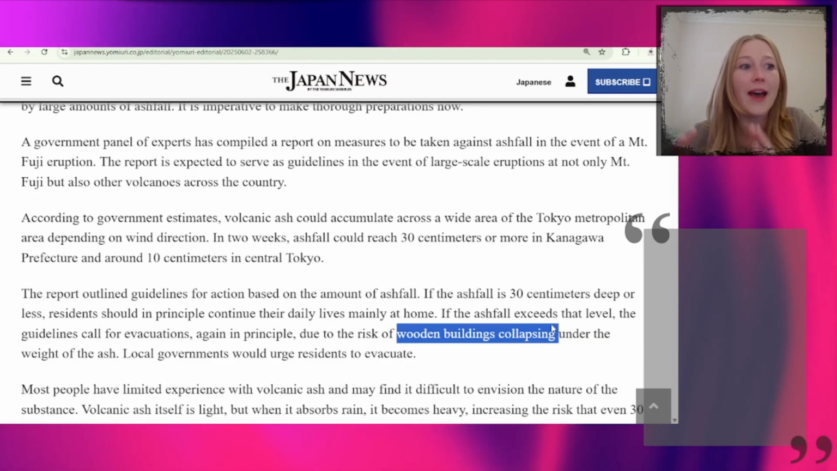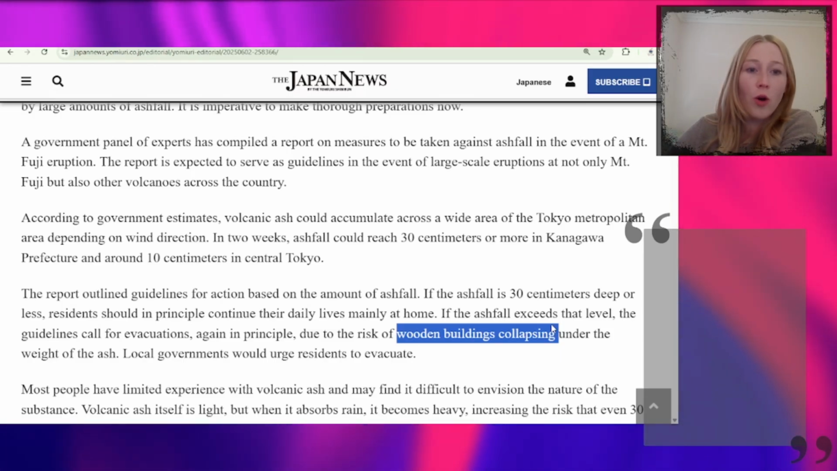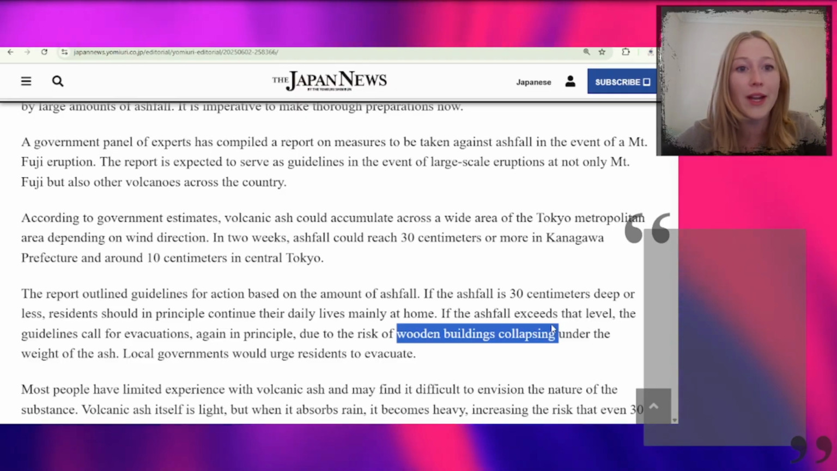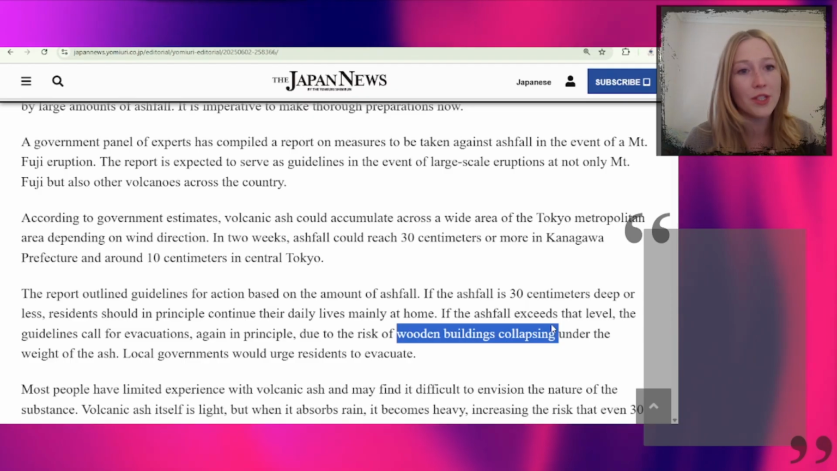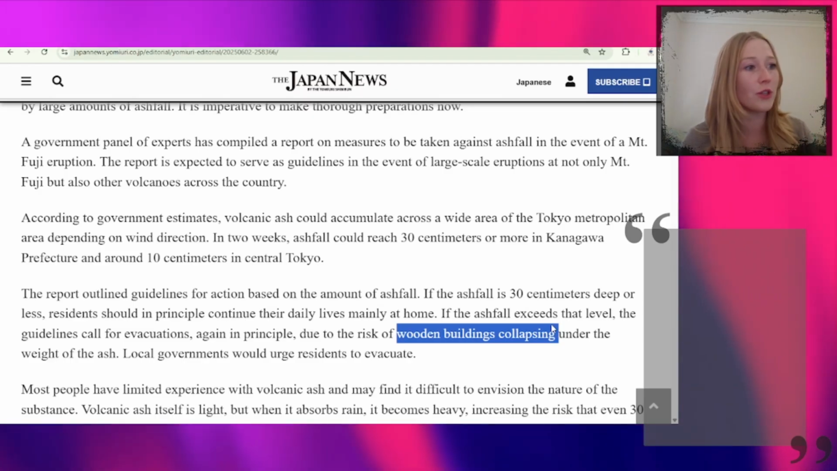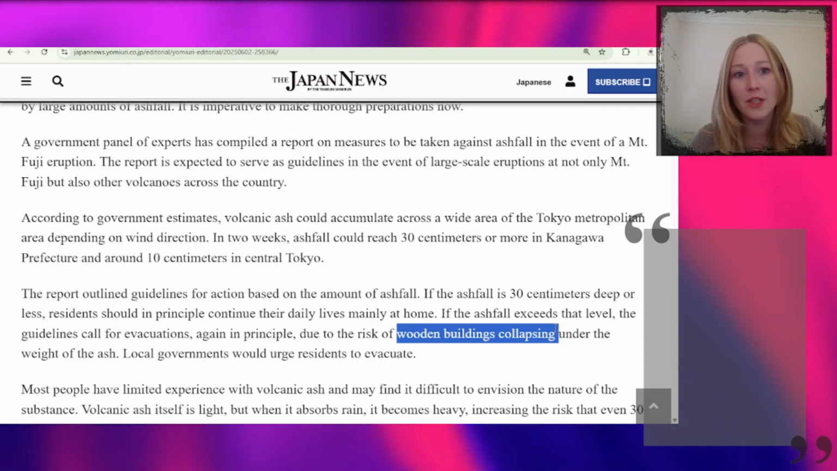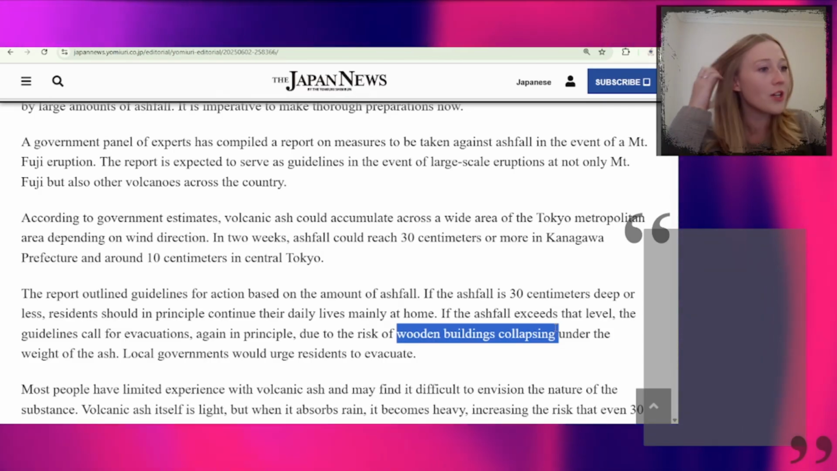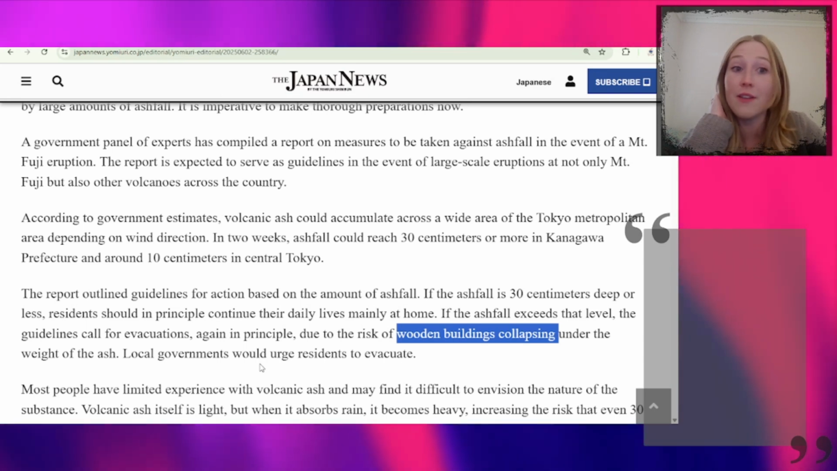And it's not just the ash itself, because the ash is actually fairly light, but it can hold a lot of moisture if there's rain. So the weight of the ash plus whatever water or rain it holds onto could be so heavy that it can cause buildings to collapse or other types of damage. So at this point, they would actually recommend that residents evacuate.